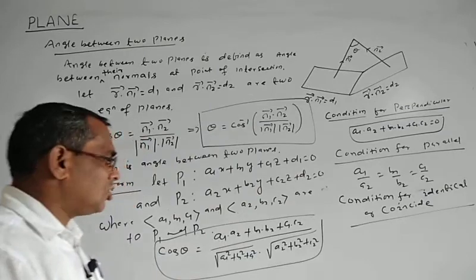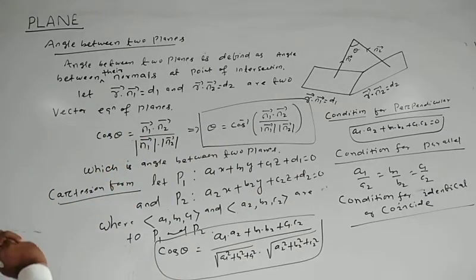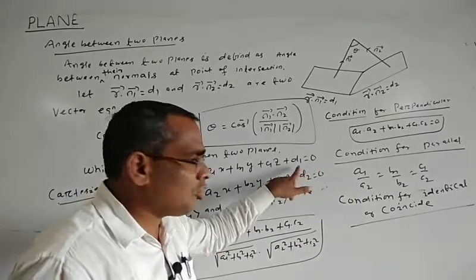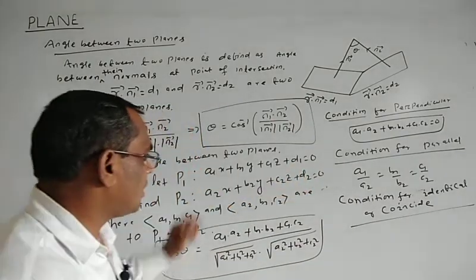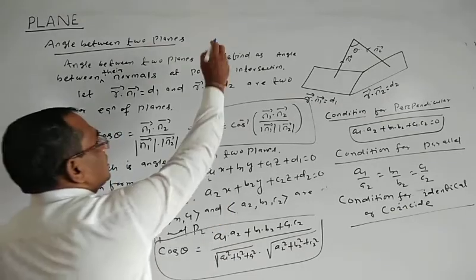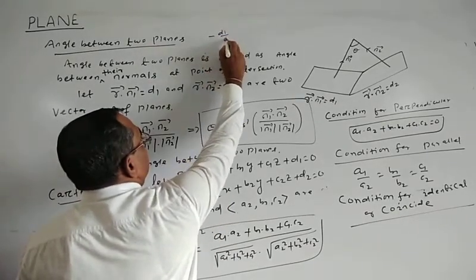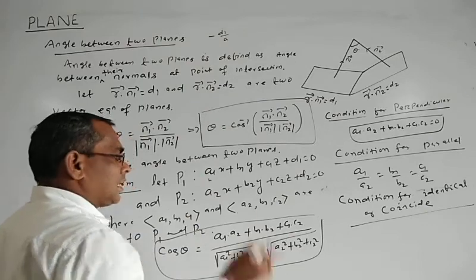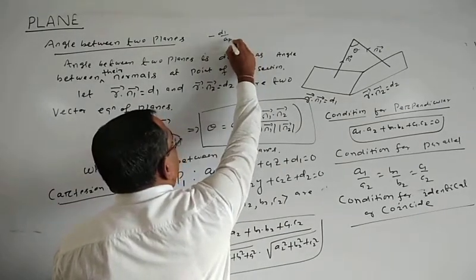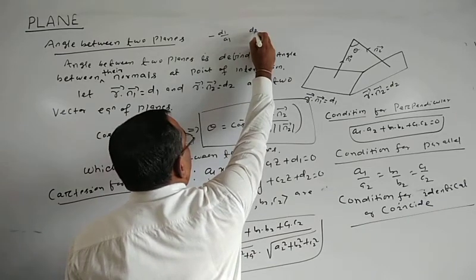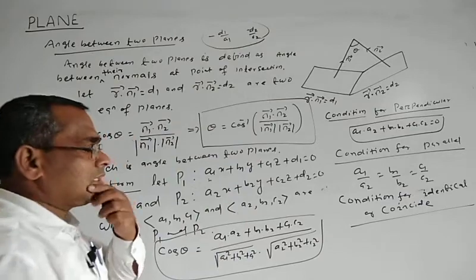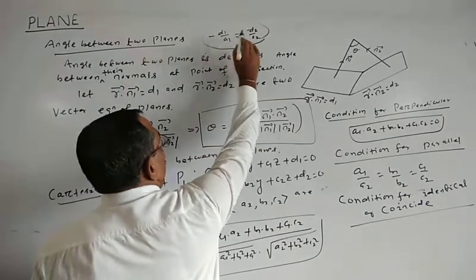So what is its condition? Look. You know the x-intercept of the plane is minus d by a. That means the constant term by the coefficient of x. Then the first plane's x-intercept is minus d1 by a1, and the second plane's x-intercept is minus d2 by a2. They have the same x-intercept.